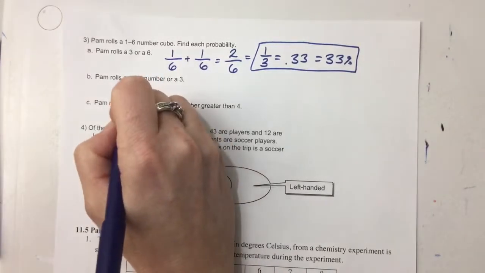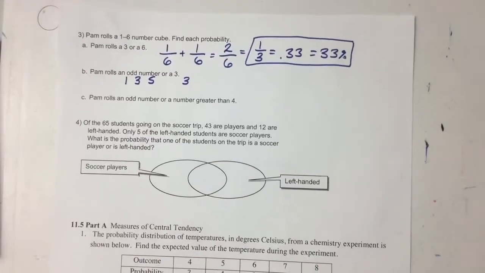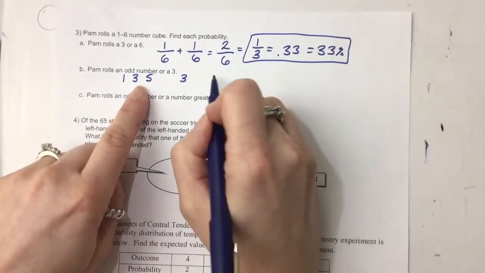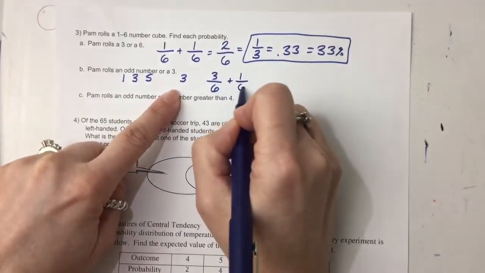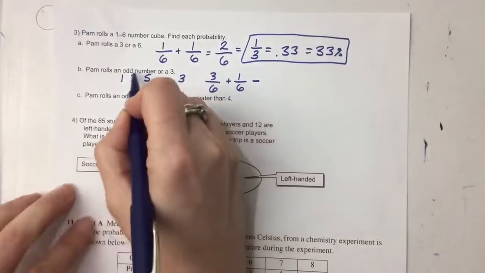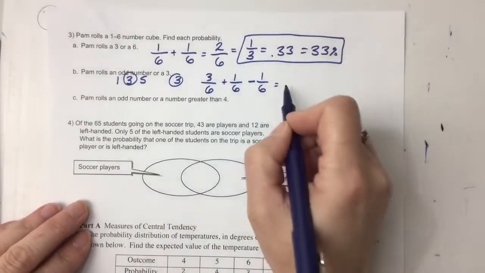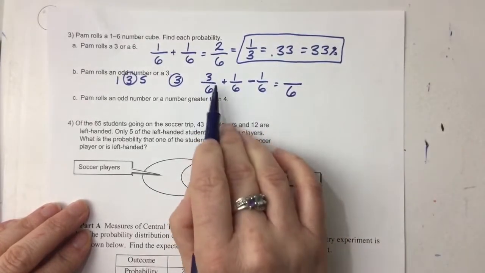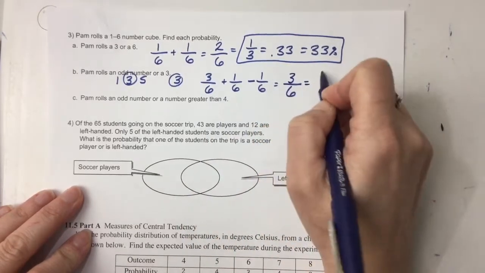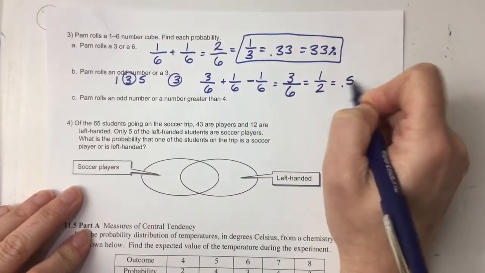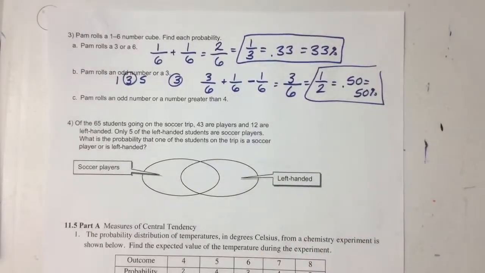Pam rolls an odd number, so 1, 3, or 5, or a 3. This time I have an overlap, so this is where you'll have to subtract. There are 3 out of 6 that are odd numbers, plus 1 out of 6 that is a 3, minus one value that occurred in both scenarios. My common denominator stays. 3 plus 1 is 4. 4 minus 1 is 3. 3 over 6 can be reduced to 1/2, which is 0.50, which is 50%.